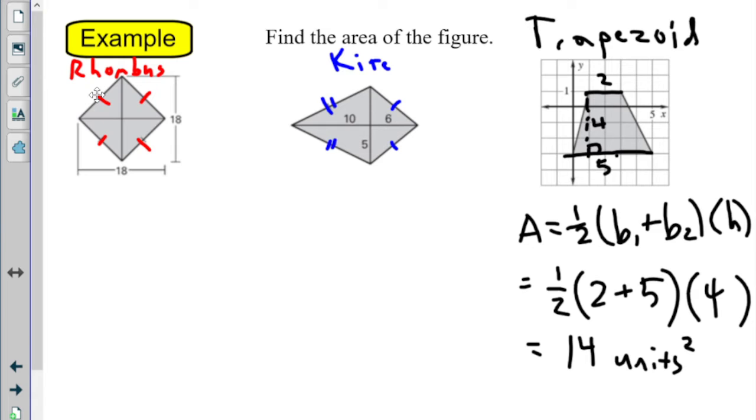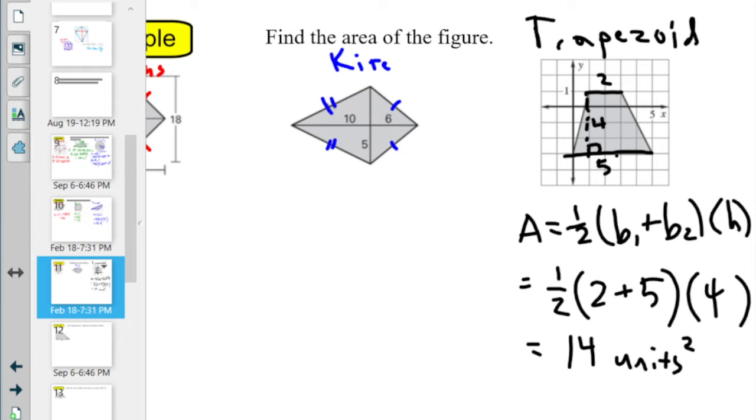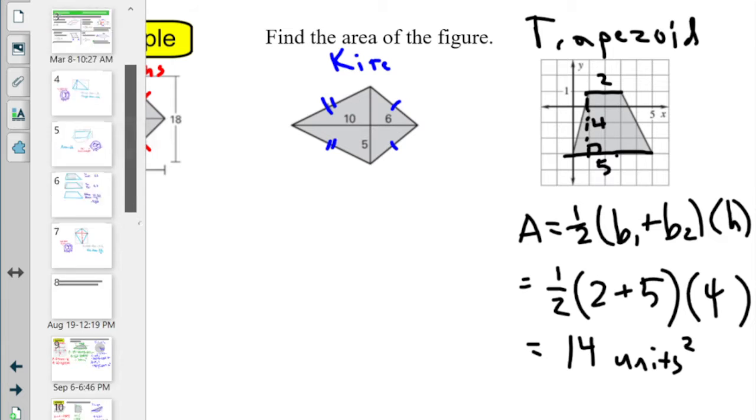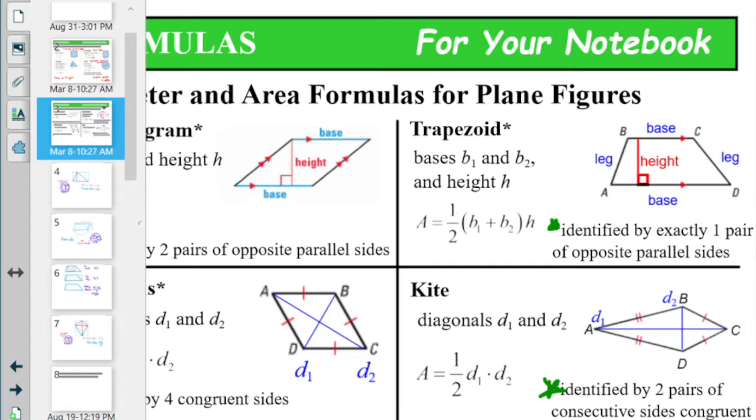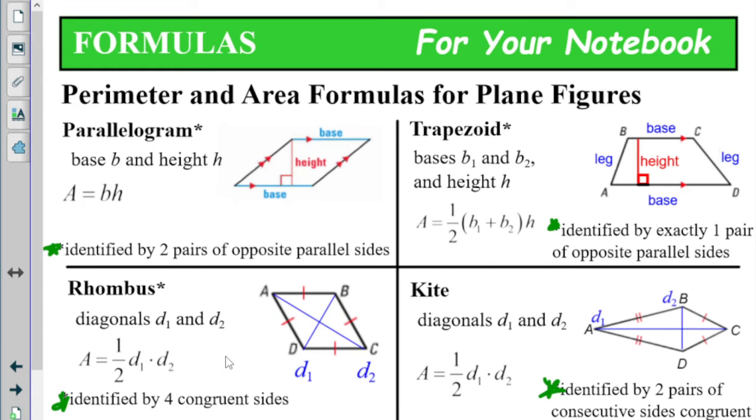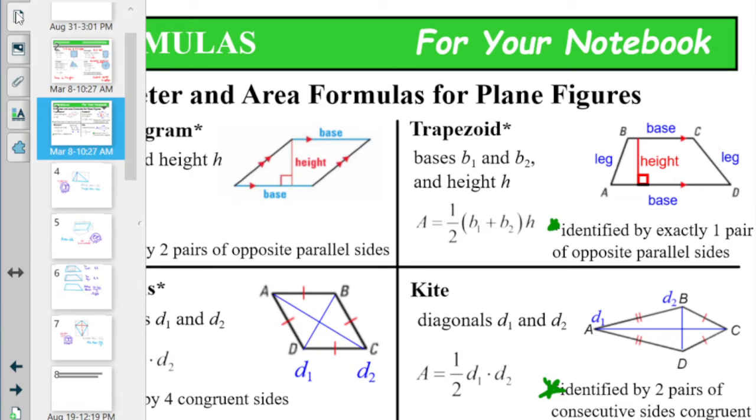And if you remember from yesterday, in the kite and a rhombus, the diagonals are perpendicular. Diagonals are perpendicular, and so that's what we use in those formulas. In both of these, the formula was 1/2 the product of the diagonals. 1/2 the diagonals multiplied together. So that was the formula for area of a rhombus, area of a kite.